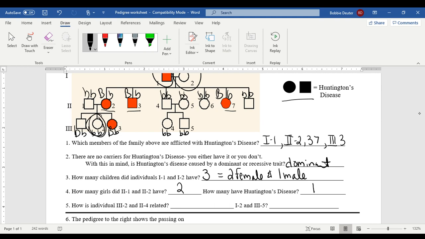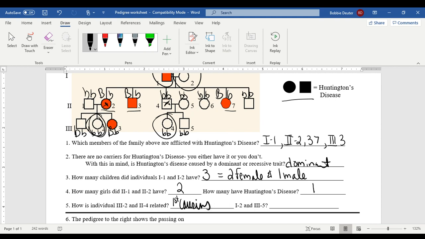In question number 5, how is individual 3, generation 3, person 2, that's this person right here, and 4 related? So these guys right here. Well, if you look back, mom and dad of this one are brother and sister. So they are, dun dun dun, first cousins.